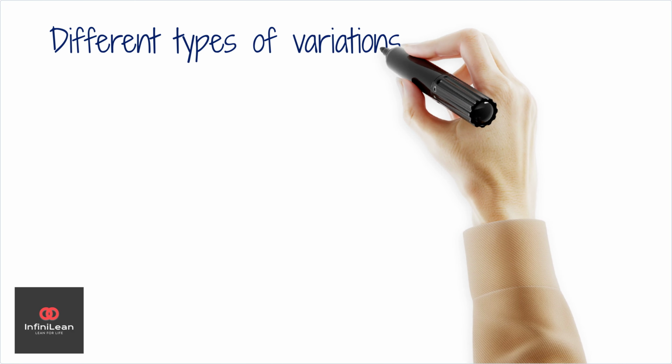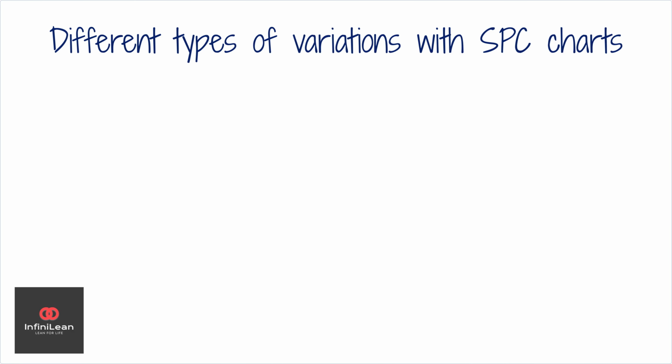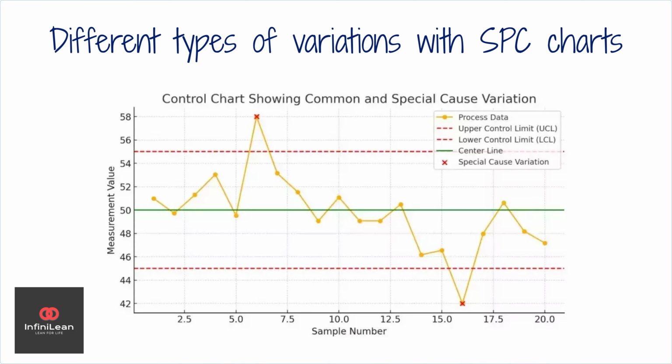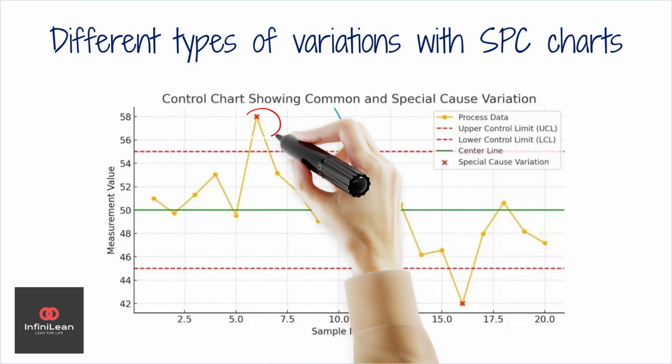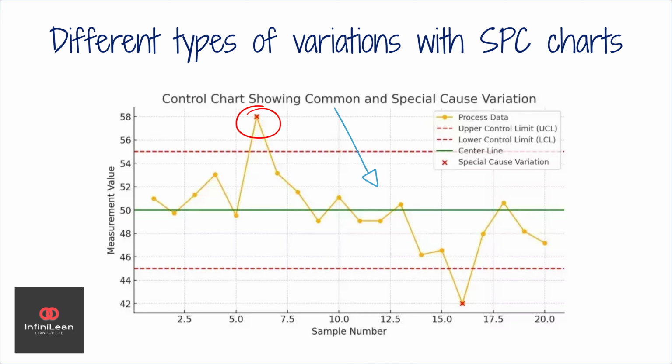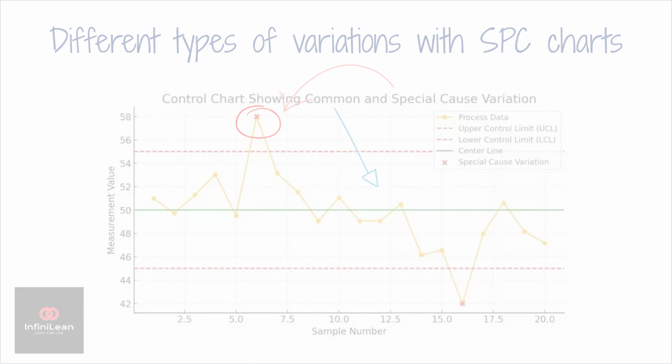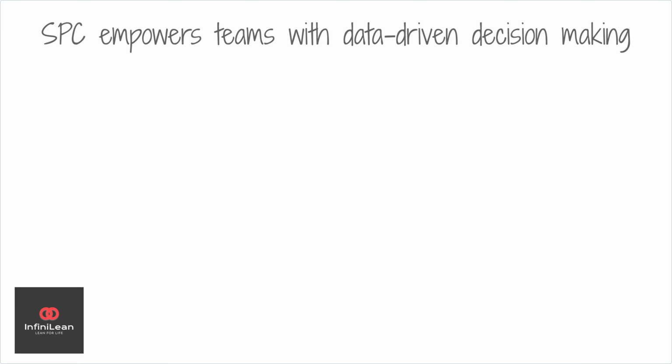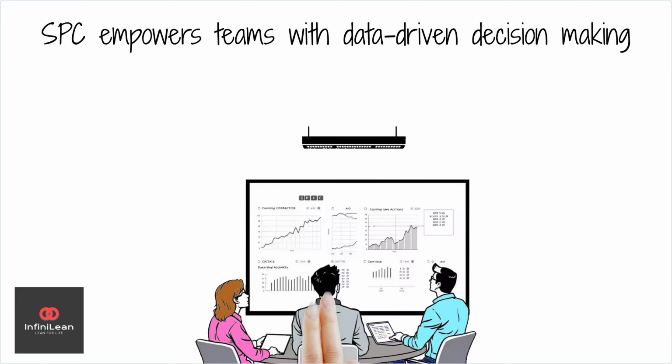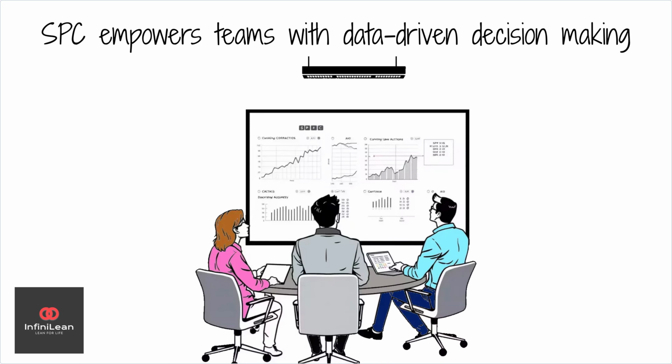There are two types of variations: common cause and special cause. Common cause variations are inherent to the process, while special cause variations signal something unusual that needs addressing. The following video will discuss these variations in more detail. By understanding these variations, teams can implement corrective actions, improving quality and reducing waste. SPC empowers employees to make data-driven decisions, fostering a proactive approach to problem solving.